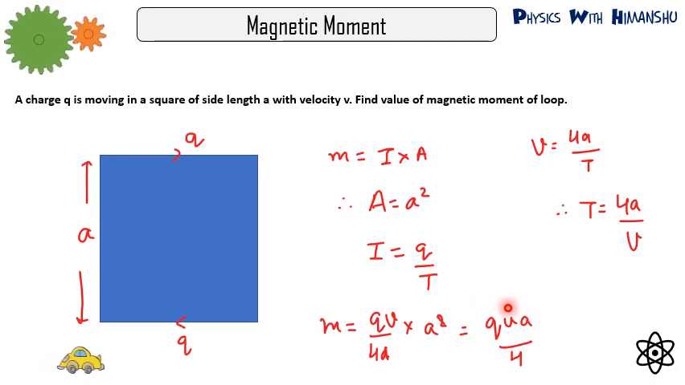You have to learn this trick for when a charge is moving in a loop, how to calculate the magnetic moment. Always remember, to calculate the magnetic moment, you have to calculate the total area that is inside the loop. So if the loop is a star loop, you have to calculate the total area enclosed by the loop.